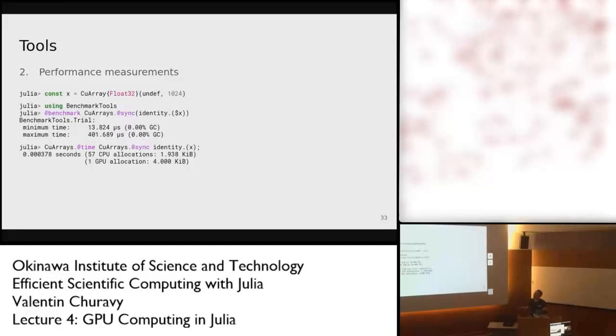We also have a time macro that, instead of just looking at CPU allocations, also looks at GPU allocations. So if any GPU allocations are happening, those will be reported, and that's also very helpful to look for. And then we have more specific ones, where you just want to know how long it took. I don't want to know anything about garbage collection time.